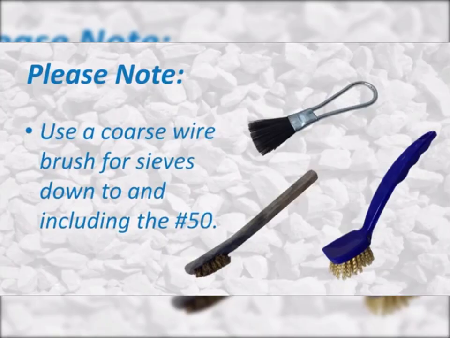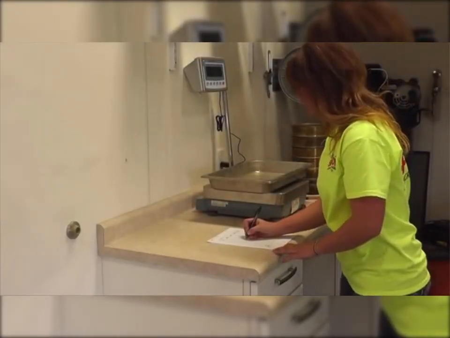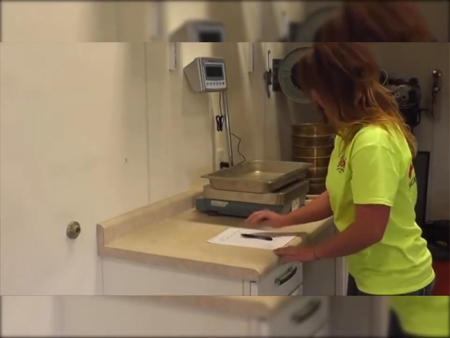As a general rule, use coarse wire brushes to clean the sieves down through the number 50 sieve. Any sieve with an opening size smaller than the number 50 should be cleaned with a softer cloth hair brush. Once all of the weights have been recorded, the gradation can be calculated.